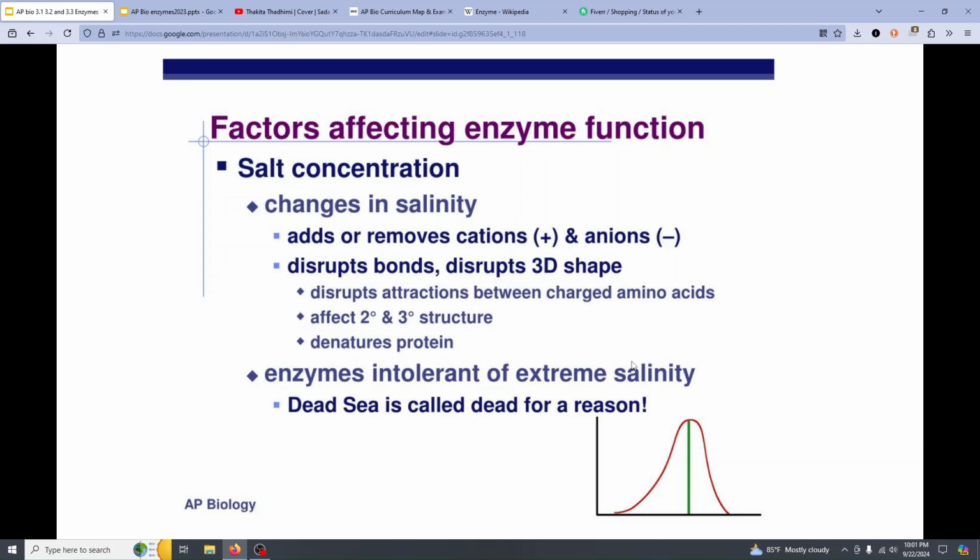One of the things you see is the Dead Sea, right? The Dead Sea has too much salinity, and life cannot exist. Proteins cannot perform well under those conditions.